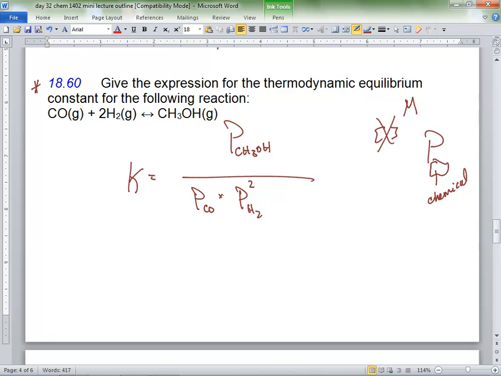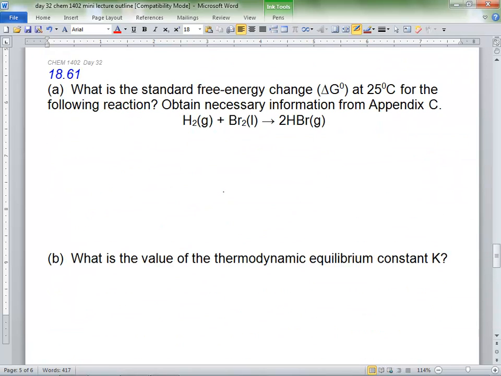Okay? Let's check out 61. What is the standard free energy change at 25 for the following reaction? Get necessary information from Appendix C. Looks like Vanessa and I are the only ones who care to bring a book. All right, we got to find... Vanessa, help me out here. I need hydrogen gas. I'll find the HBr. Hydrogen. Maybe I got to look up bromine. I guess you have to look under bromine.